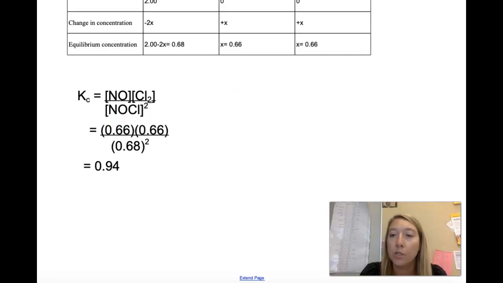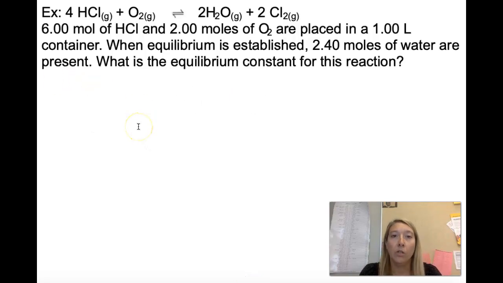So let's try some more examples. We have 4 HCl plus O2 to give us 2 H2O and 2 Cl2. 6 moles of HCl and 2 moles of O2 are placed in a 1 liter container. When equilibrium is established, 2.40 moles of water are present. What is the equilibrium constant for this reaction?